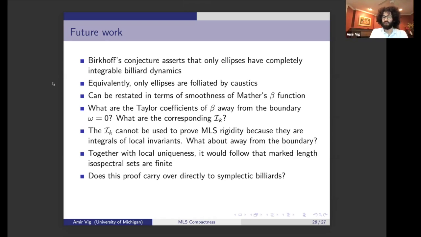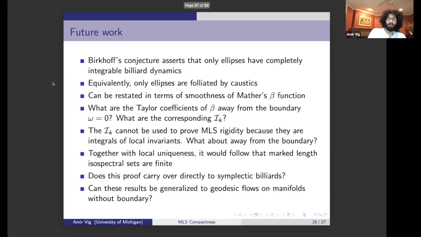There's also something called symplectic billiards. These were introduced in the last couple of years by Albers and Tabachnikov. They're again integrable twist maps, or almost integrable twist maps. They're symplectic. They preserve the area form, or rather the symplectic form is a generating function as opposed to the length function. So you could ask whether or not you can prove compactness in that setting. I think so. And more generally, I would really love to know if you could generalize these results to geodesic flows on manifolds without boundary.